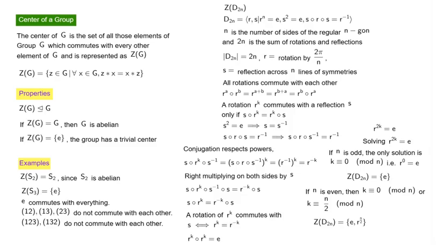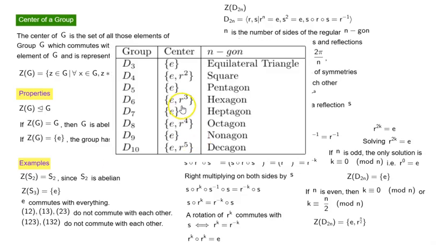So what does this mean? It means that D3, the center of D3, is just the element e. And here remember, when we say D3, we are thinking geometrically in terms of n-gons. So in that case, it would be an equilateral triangle. If it is a square, then the center will be e and r squared. If it is a pentagon, it will be only e. If it is a hexagon, e comma r cubed, and so on. That was the center of a group.